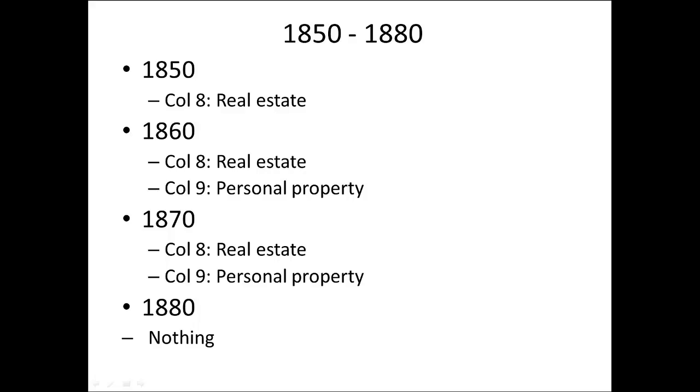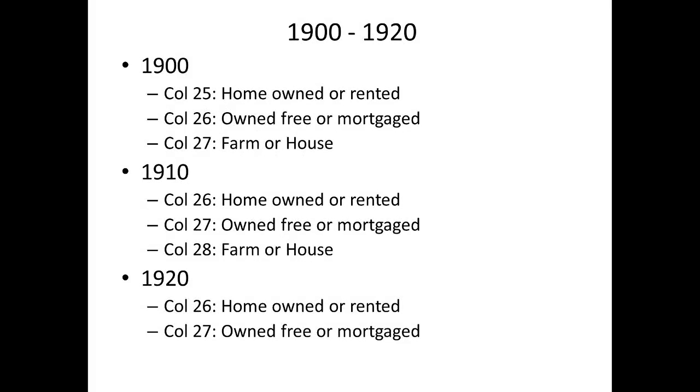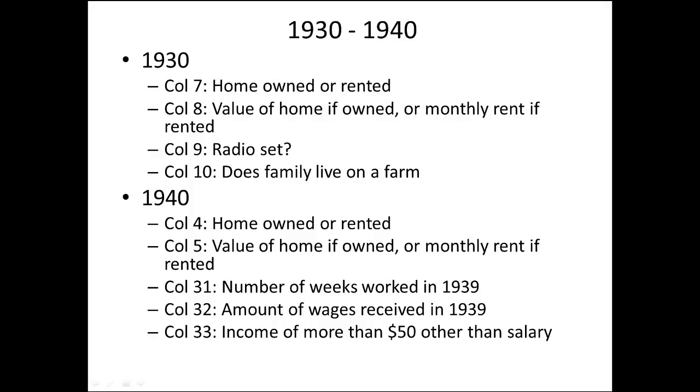In 1850, you can find real estate. 1860, real estate and personal property. The same is true in 1870. In 1880, there's really nothing to look at. In 1900, 1910, and 1920, we find out whether the home was owned or rented and whether it was mortgaged. In 1900 and 1910, we find out whether it was a farm. In 1930, we also find out the value of the home, or if it was rented, how much it was rented for. And in 1940, we find information out about wages.